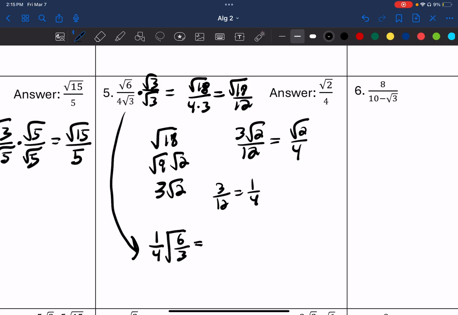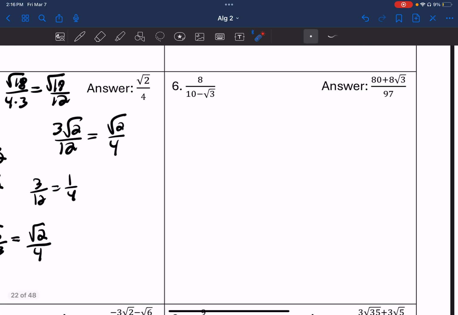6 divided by 3 is 2, so we're going to have a root 2, still multiplying by 1/4, or dividing by 4 is your answer. Kind of without any work, you can do it.